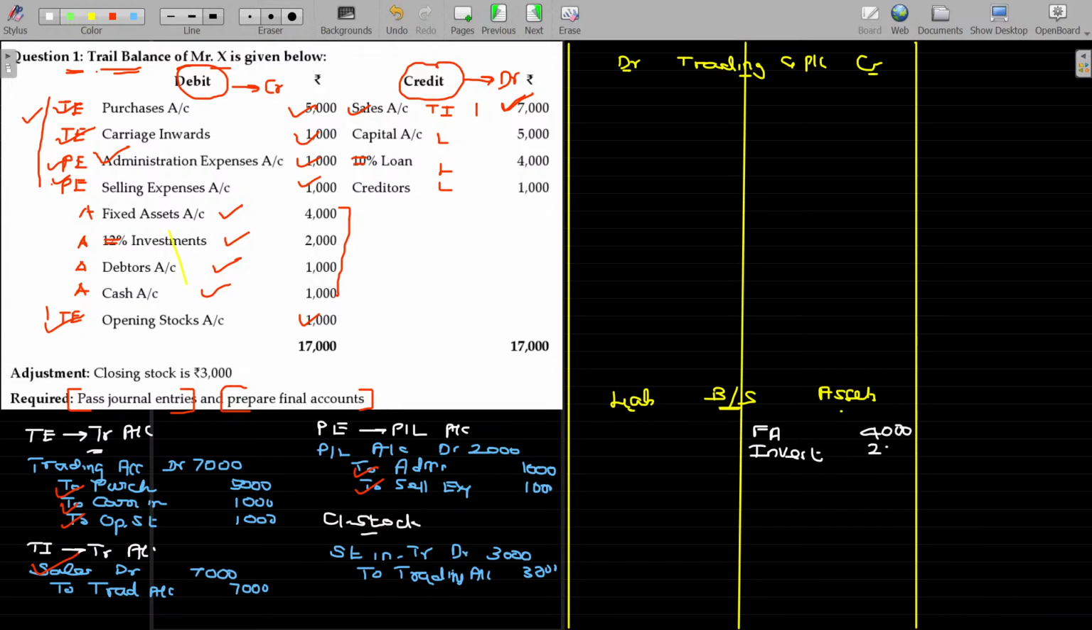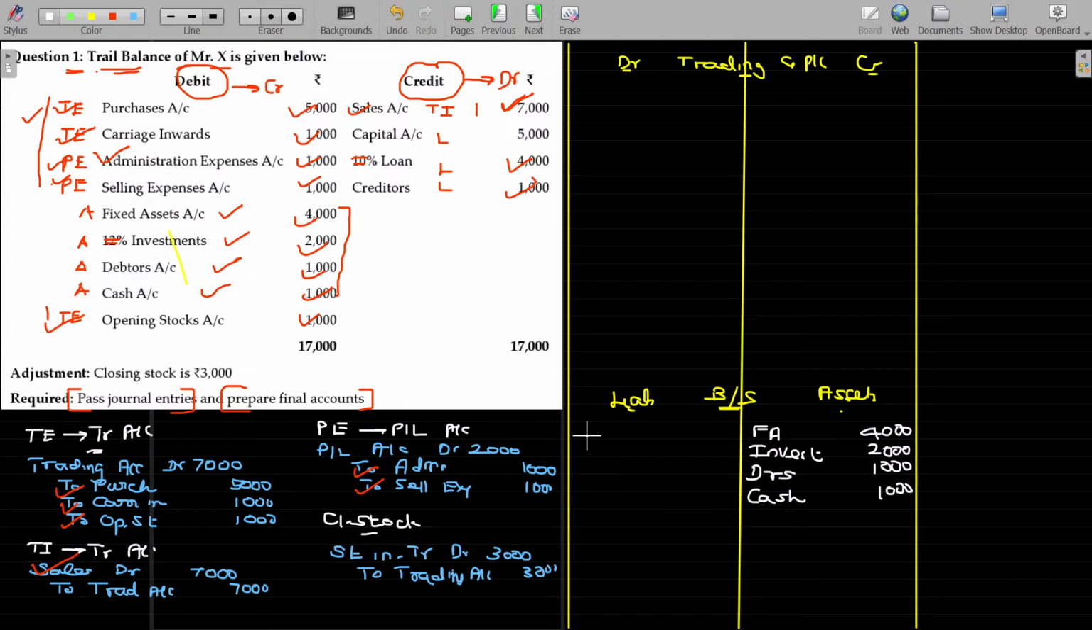Investments, value being 2000. Debtors, the value being 1000. Cash, the value being 1000. So we have now posted all the items available in the debit side of the trial balance. And in the credit side also we have these three: loan, creditors and capital.